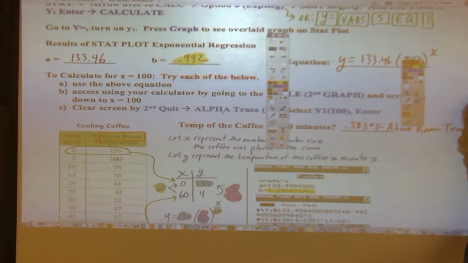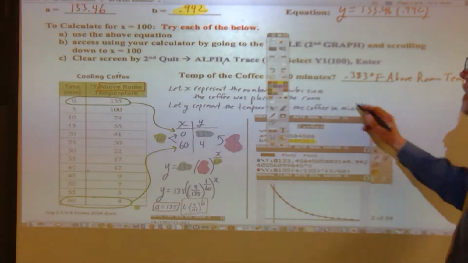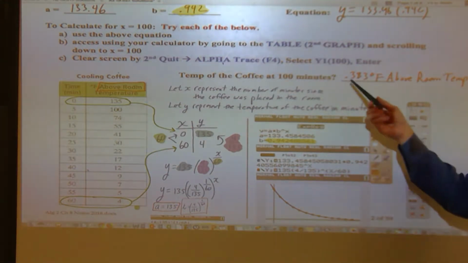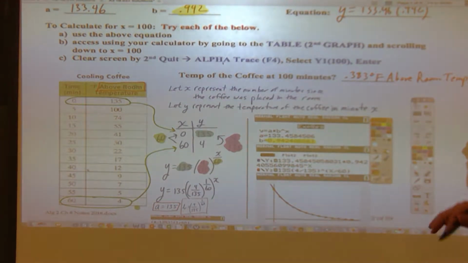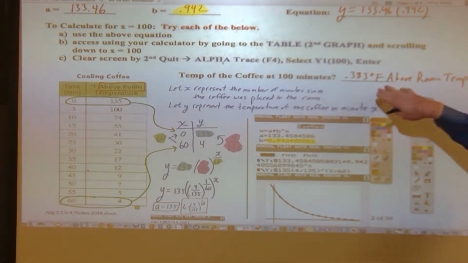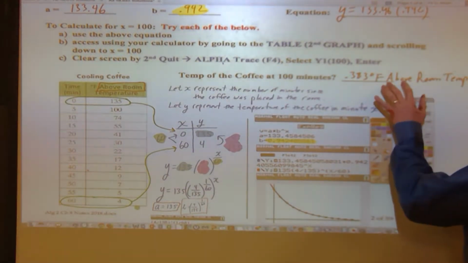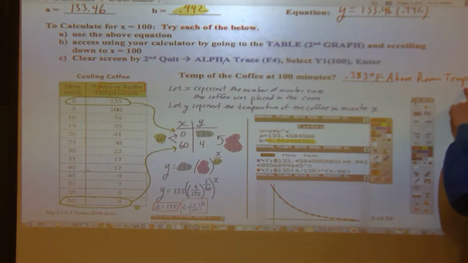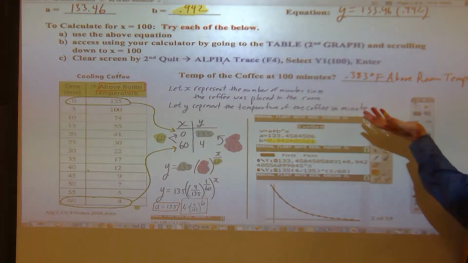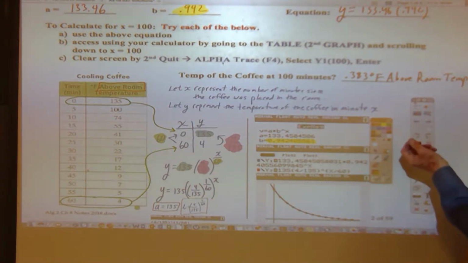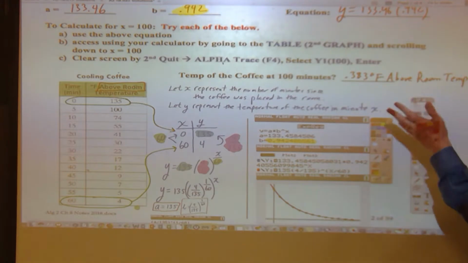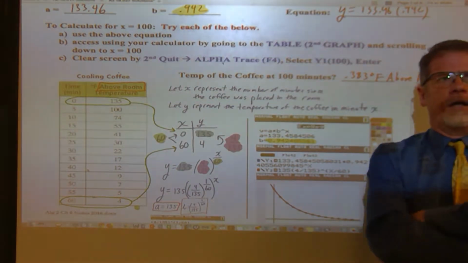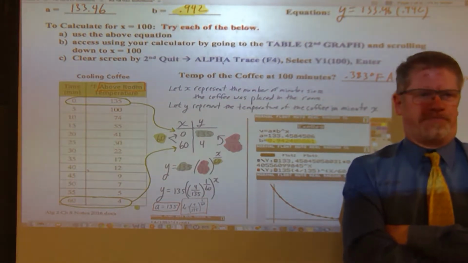So let's see what we've done. What we do on our homework that's due tomorrow, we say the temperature of the coffee at 100 minutes... yeah, that's a mistake. It's room temperature plus... oh, that's what it says. Good. It says 0.383 degrees Fahrenheit above room temperature. I don't know what room temperature is. They didn't tell us. Would have been nice if they told us, but they didn't. So we just say whatever it is plus 0.383 degrees. Okay, any follow-up questions on that one?